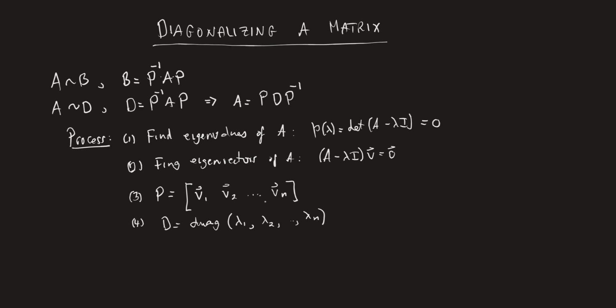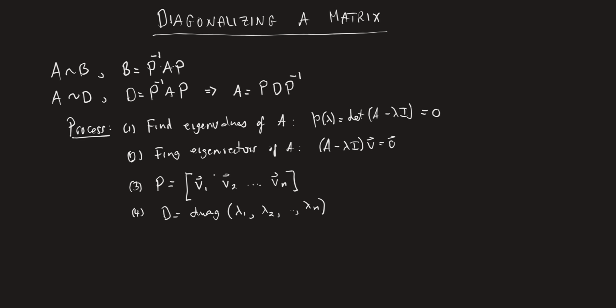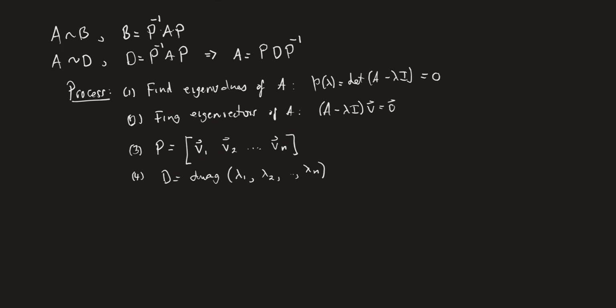Now in this video, we're not going to really talk about the theoretical foundation for this process, but you can see the question: what if we can't find n eigenvectors? What does that mean about the original matrix A, right? But that will be addressed in a subsequent video. For now, let's just focus on this process.